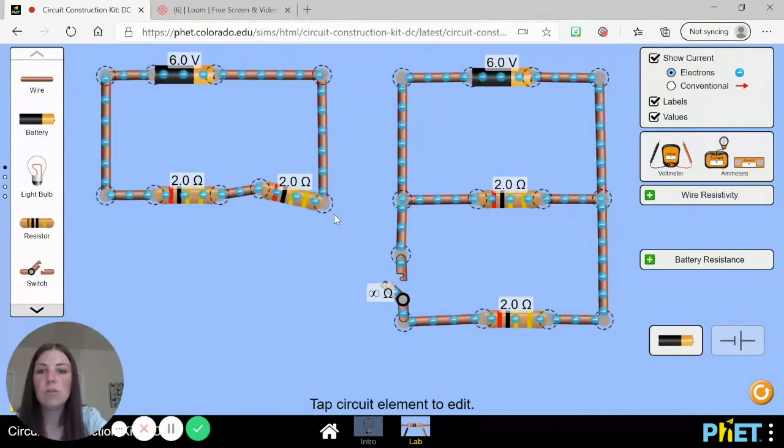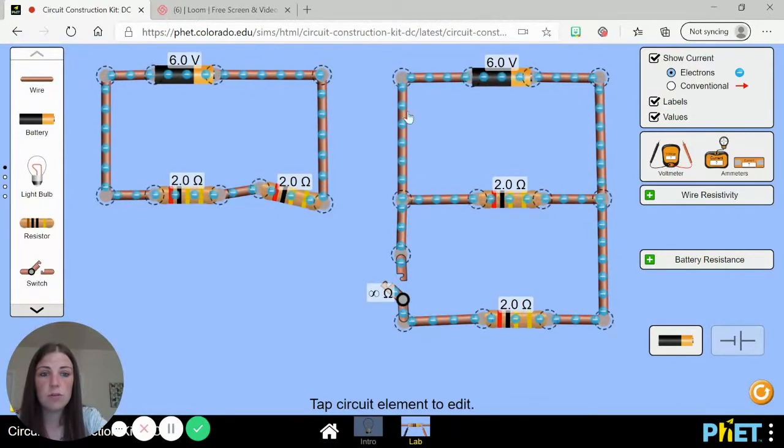So we've got two 2 ohm resistors. That's actually having the same effect as if we had a single 4 ohm resistor, because the current is having to go through 4 ohms of resistance. And it doesn't really matter if it's a 2 and a 2 or just a 4. Here, if we close the switch, this should already be set up.